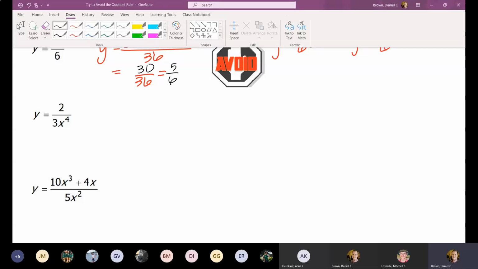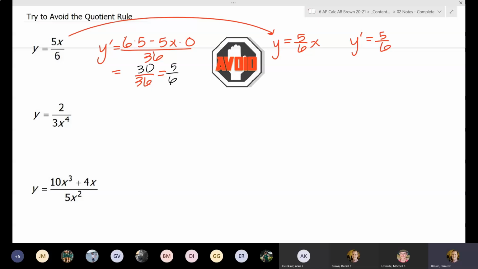So you'll get the same answer if you use the quotient rule, but again, you can be a lot quicker and not use it. For example, in that second one, you could use the quotient rule. It's not the best way to do it. The best way to do that problem is to first rewrite it. So I can think of this as 2/3 x to the -4th, and then it's just the power rule. The power rule is a whole lot easier to do than the quotient rule.